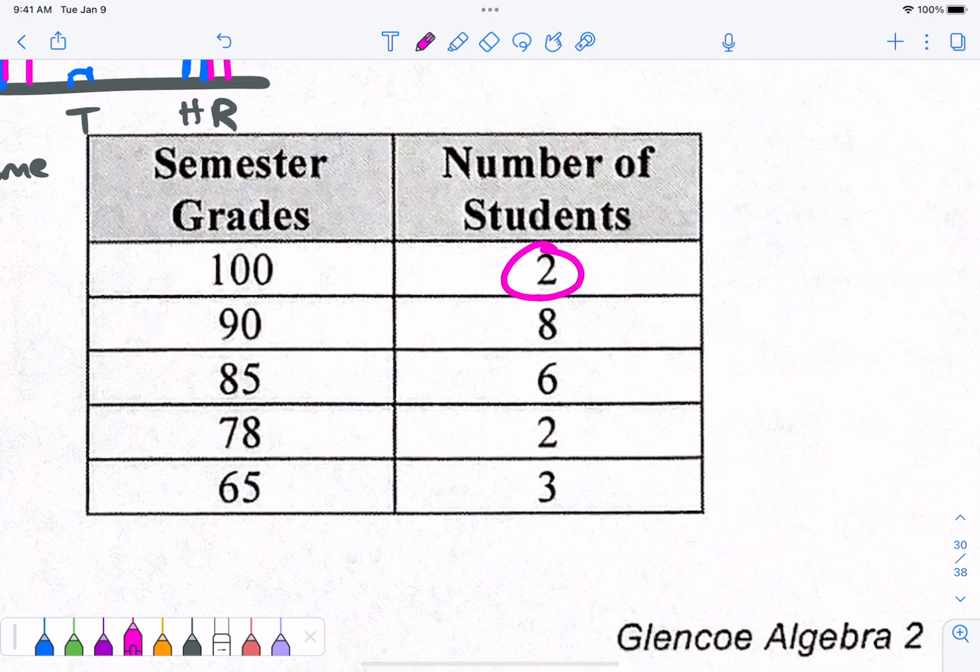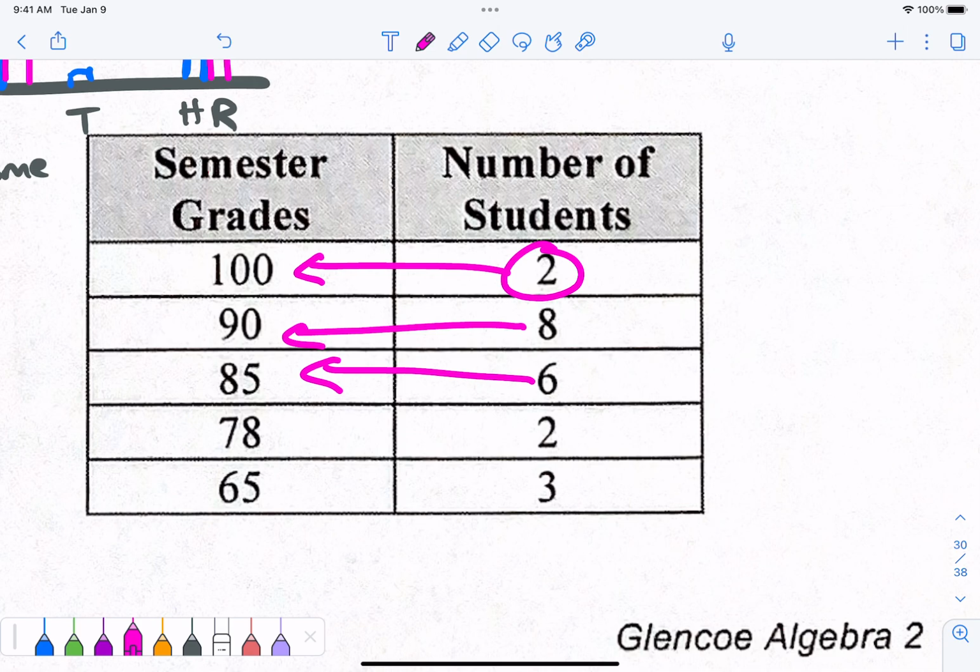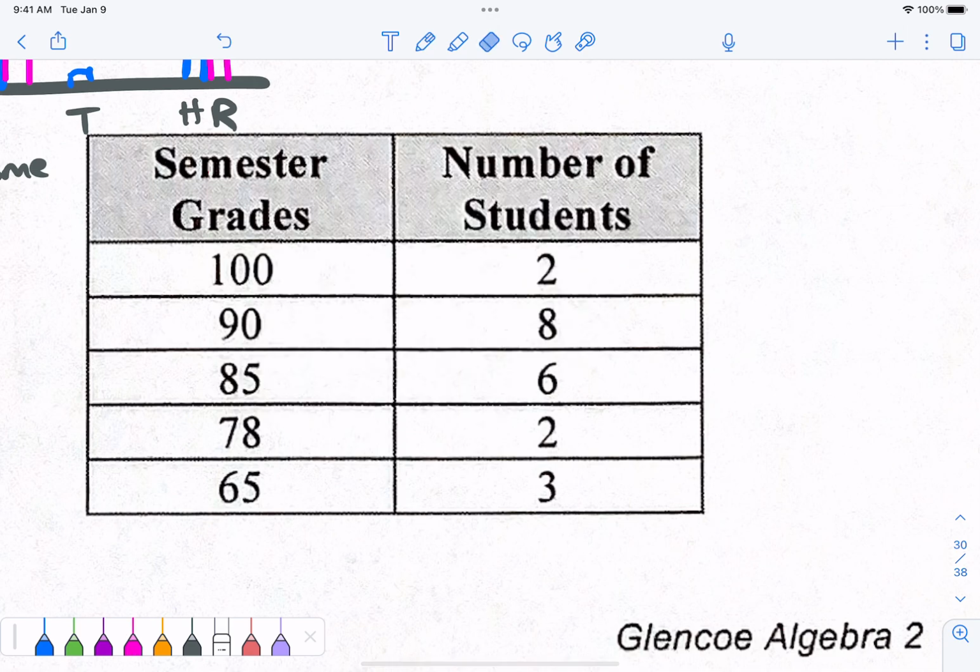So we had 2 students. You gotta listen. We're on the last one. 2 students get 100%. 8 students got a 90%. 6 students got an 85. 2 got a 78, and 3 got a 65. Okay, so this is how this breaks down. The highest 2 categories are my 8 and 6.